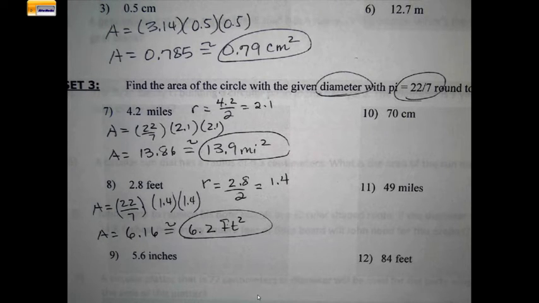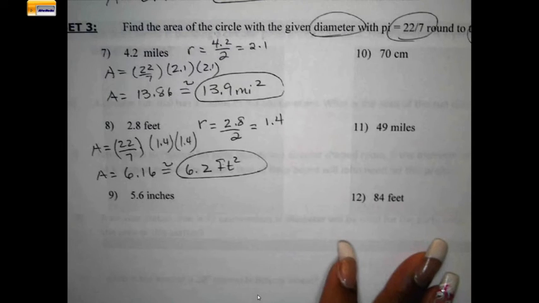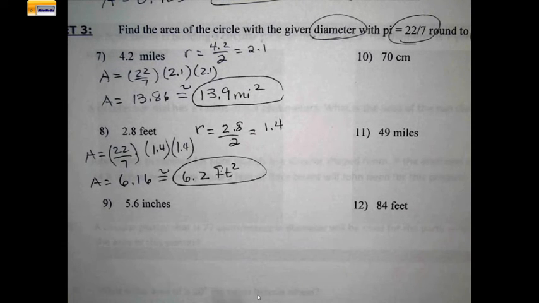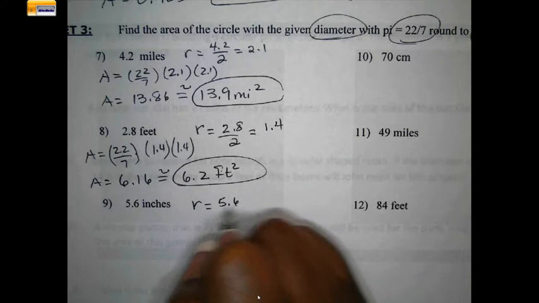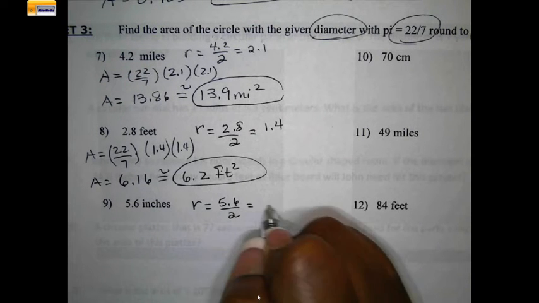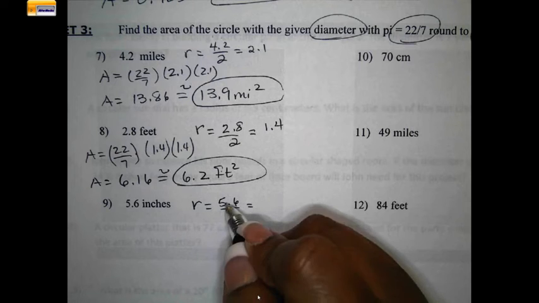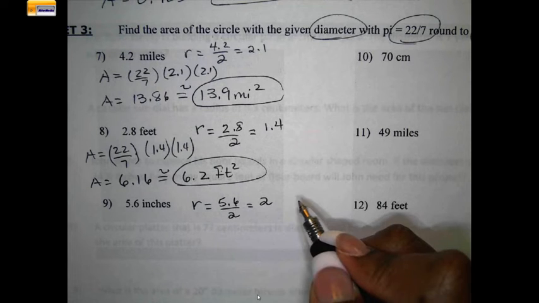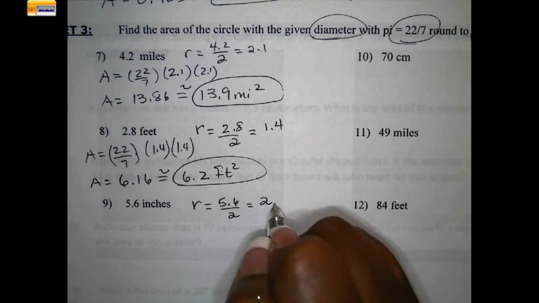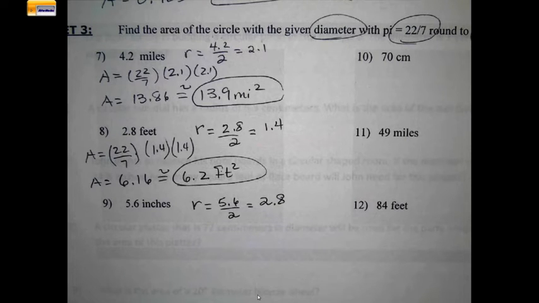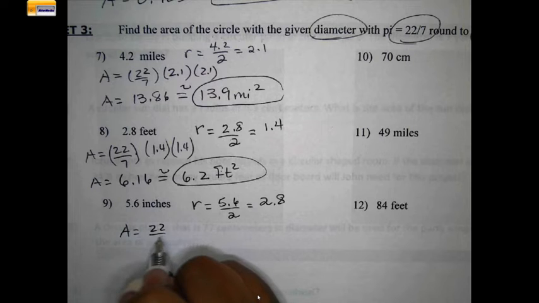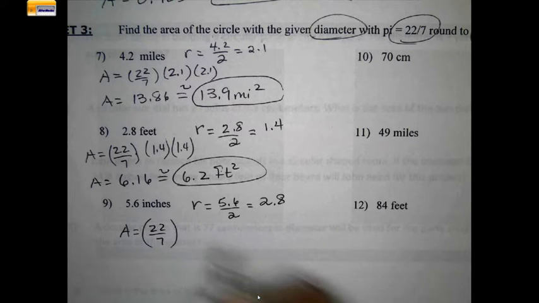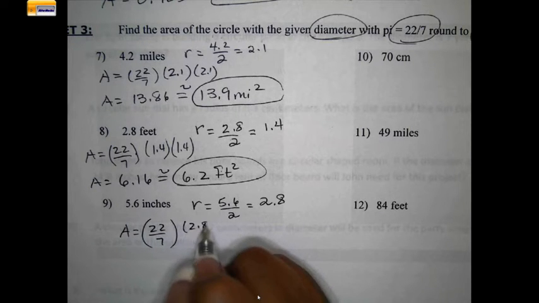In this case, they want you to use a pi of 22/7. So let's set up that last one as an example, and you guys can finish the rest. The radius is 5.6 divided by 2. 2 goes into 5 2 times. That'll give me a 4, 16, so 2.8 looks like my radius there. So I've got 22/7 times 2.8 times 2.8.